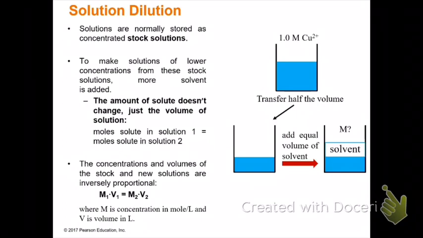So how do we calculate the volume of solvent that we need to get a specific concentration of solution? Well, we can use the formula shown here for dilution. M1 is the initial concentration times the initial volume, and this is equivalent to the final concentration times the final volume. So M1V1 equals M2V2.